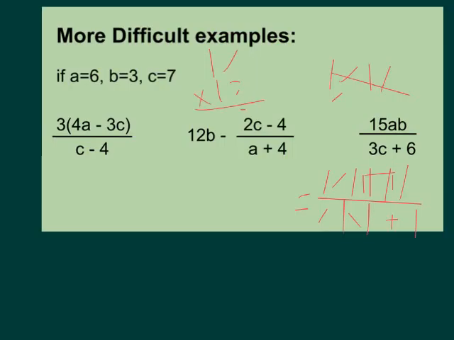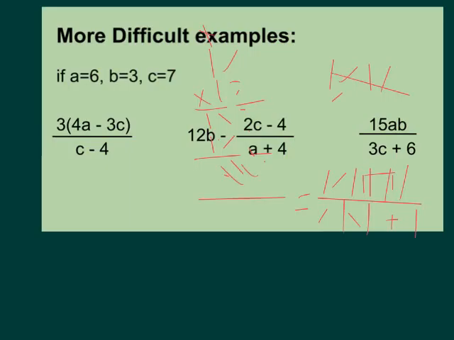8 times 5 is 40. 8 times 1 plus 4 is 12. 0 placeholder. 1 times 5 is 5, and 1 times 1 is 1, and add those together, and I get 270. Okay. So the value of the top part of that fraction, 15 times 6 times 3, is 270.